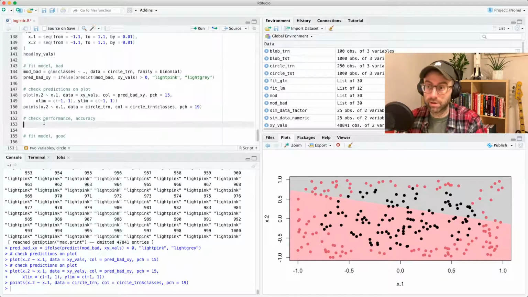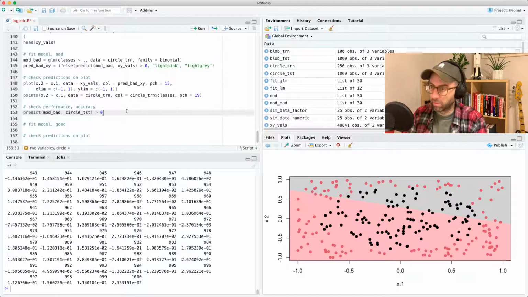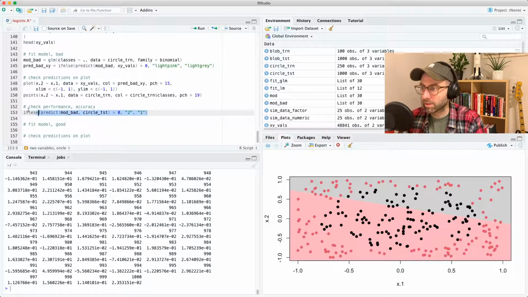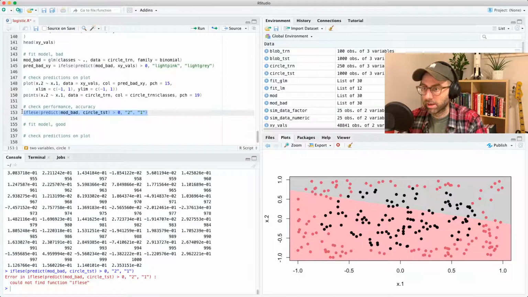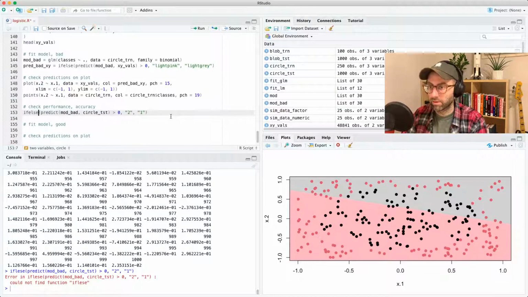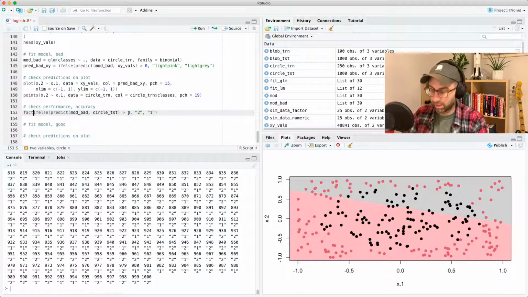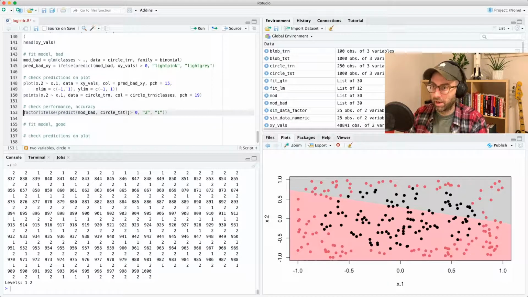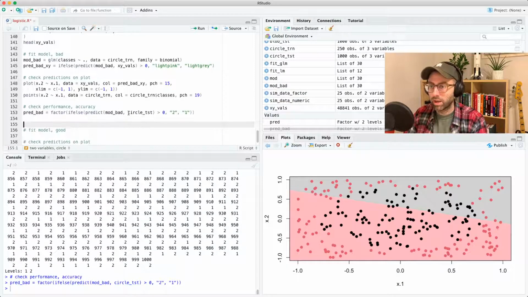And let's check the accuracy on that real quick, right? So if I predict with my bad model on the test data, we get something like this. We'll say greater than 0 is when we classify to that second class. Otherwise, 1. I keep forgetting to type the if else before I do that. I'm kind of on autopilot here. Is that correct? Could not find if, okay, if else. Perfect. Let's make it a factor. And I think I want to call this something like pred bad. You see a pattern?